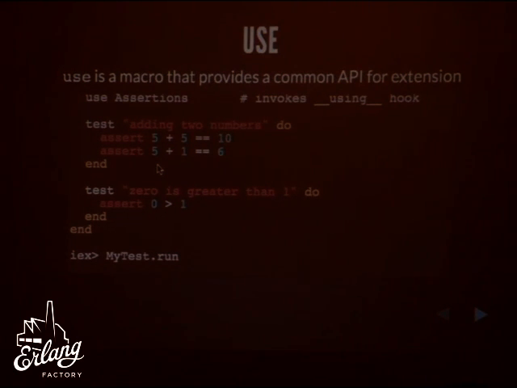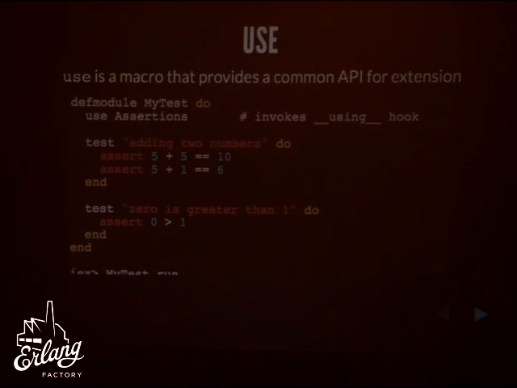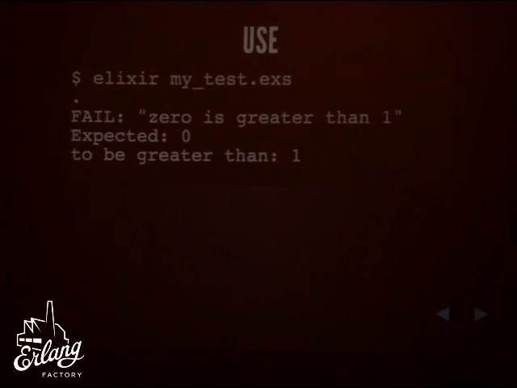You can see we have a comment up here that says use assertions; all that use's job is to invoke a __using__ hook or using macro on the module passed in. We'll see how this works in a moment. Again, our goal is that if we run that test, we get a failure, but we also get the test case description that we were trying to test, 0 is greater than 1. Obviously, we expected 0 to be greater than 1, so this test failed. So how will we go about implementing this?